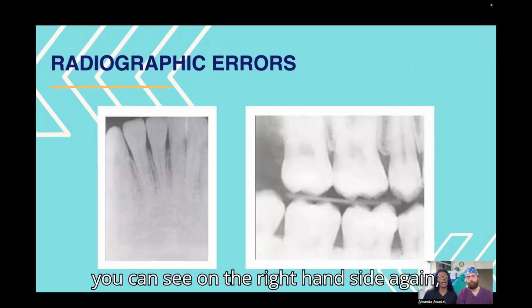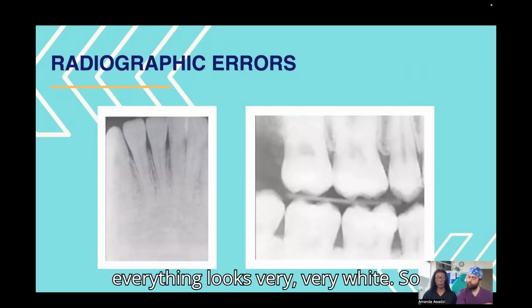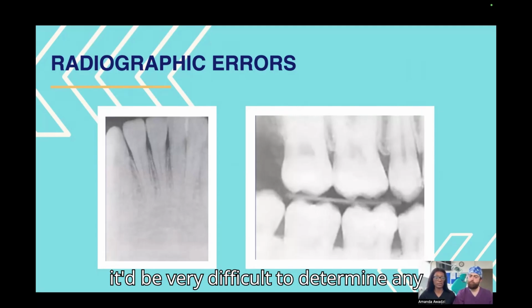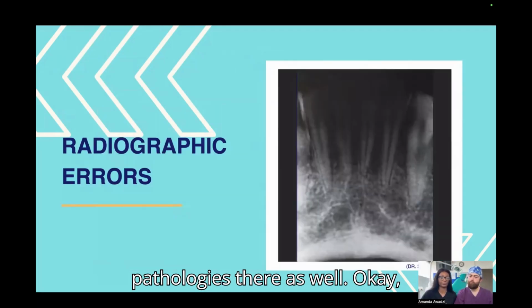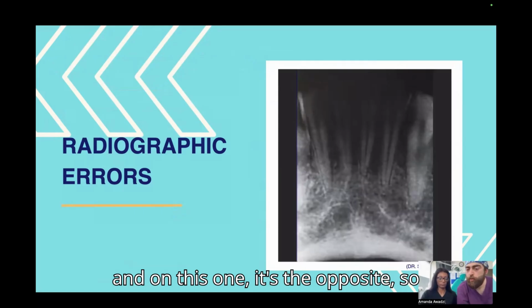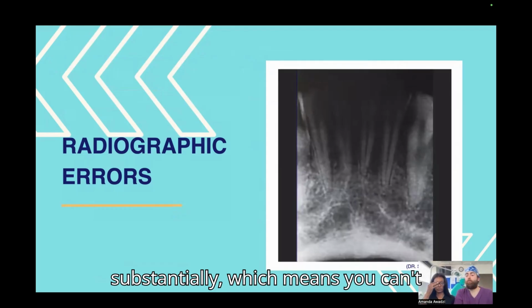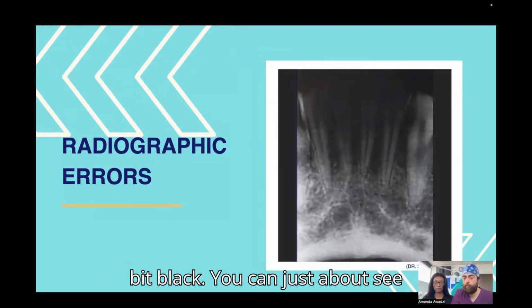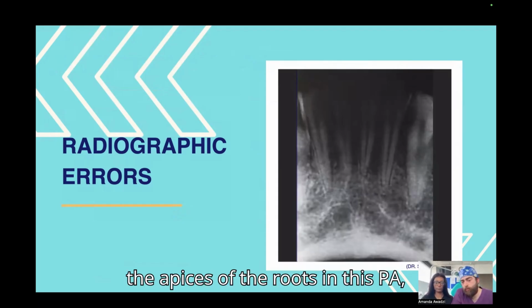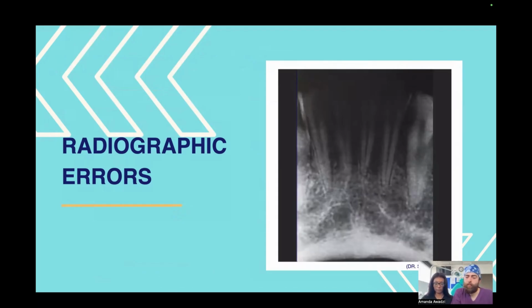And then as you can see on the right-hand side, again, everything looks very, very white. So it'd be very difficult to determine any pathologies there as well. Okay, and on this one, it's the opposite. It's being overexposed quite substantially, which means you can't really see much because it just looks a bit black. You can just about see the apices of the roots in this PA, but obviously if you're looking for any coronal pathology, you'd have to take it again.